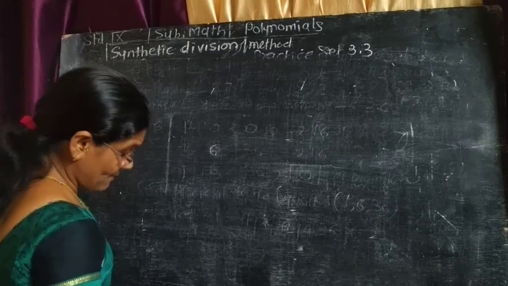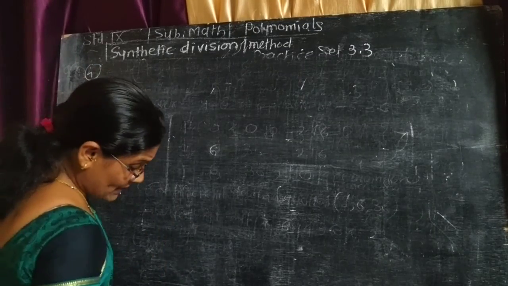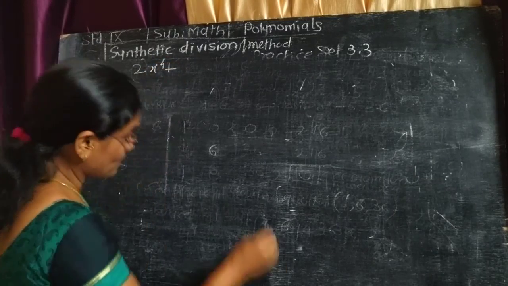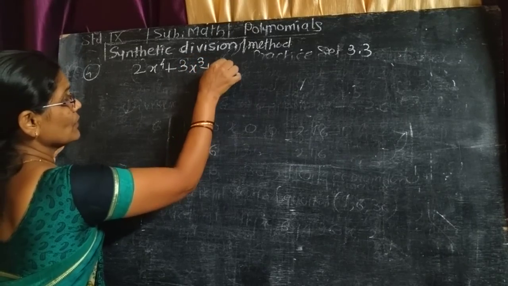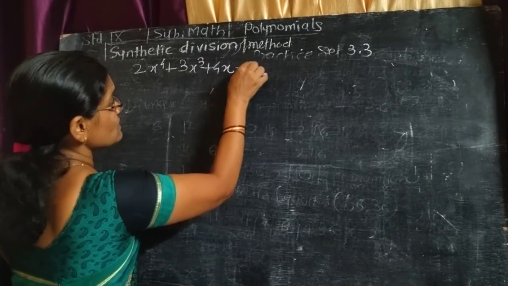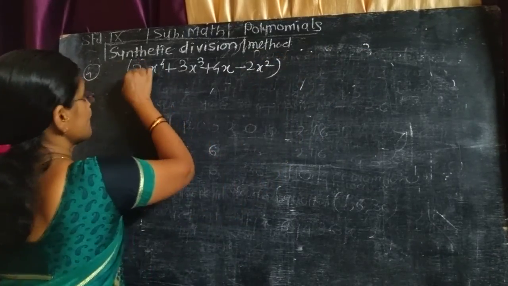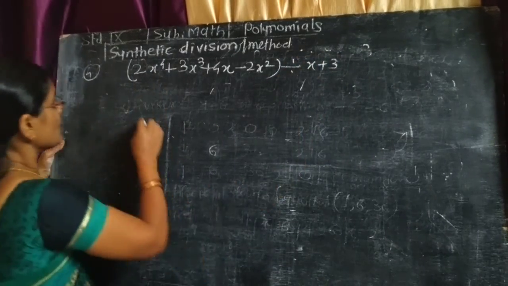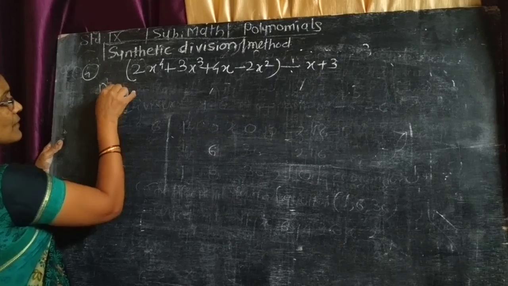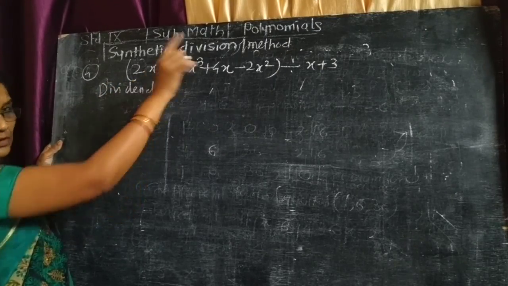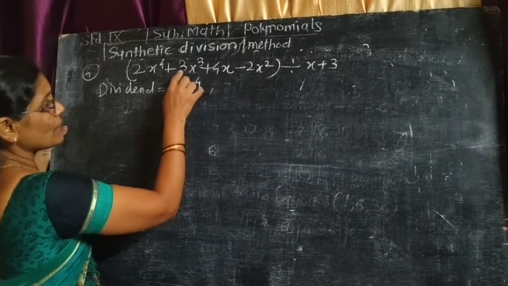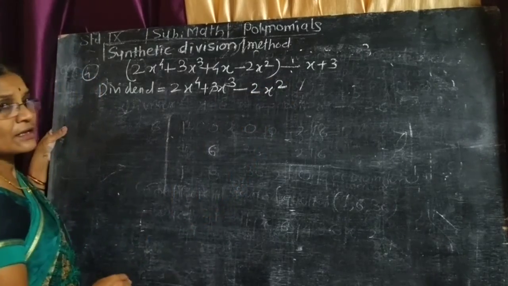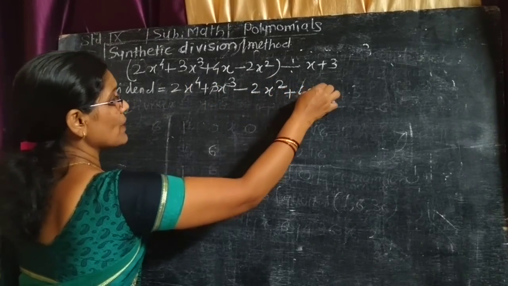Now the next fourth example, we are seeing that 2x raised to 4 plus 3x cube plus 4x minus 2x square divided by x plus 3. Now we write down that dividend directly in the form of index, that is 2x to the 4 plus 3x cube. After that this x square means minus 2x square, then this 4x plus 0.